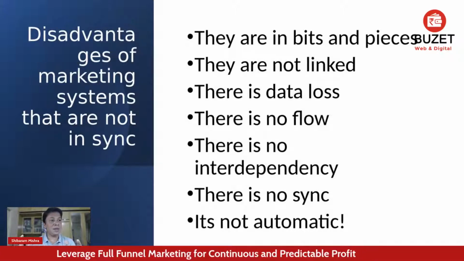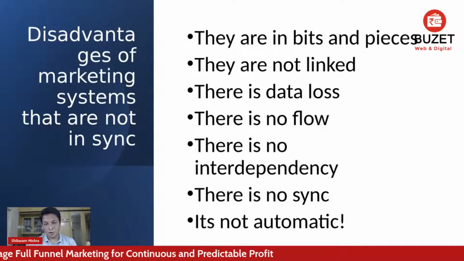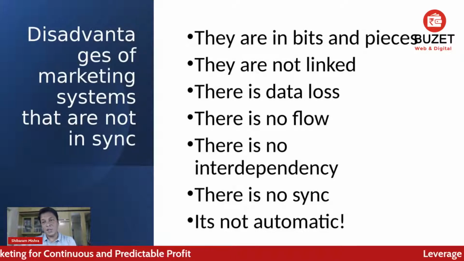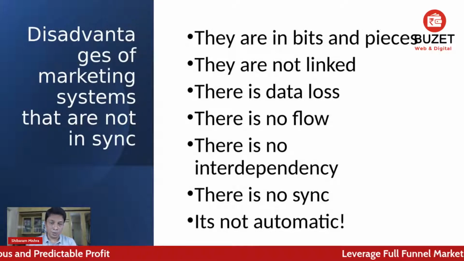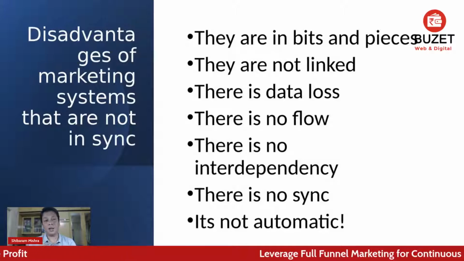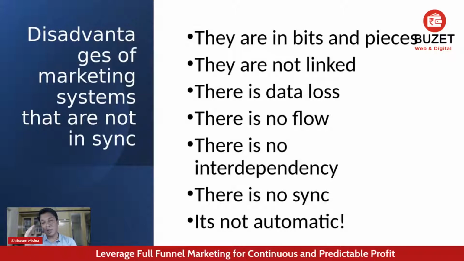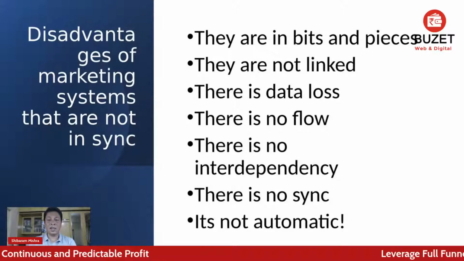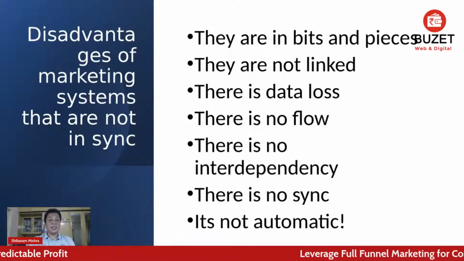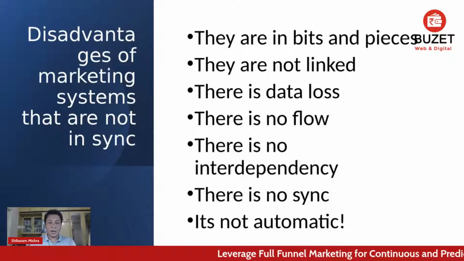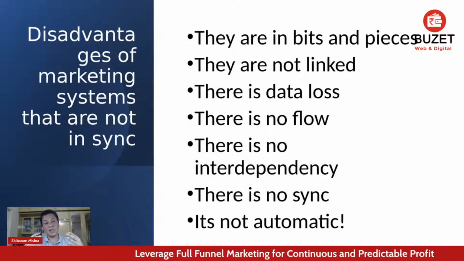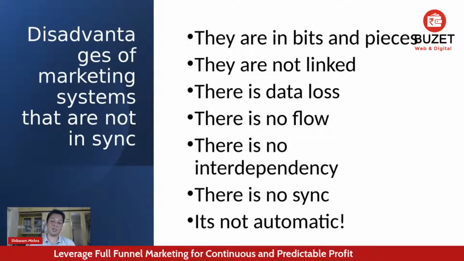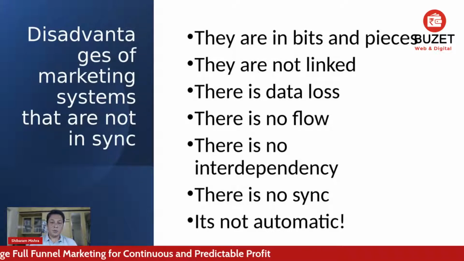Let's say somebody fills up a form and does not progress to the next level. What do you do with that prospect? In marketing, your job is not done unless you know a straight yes or a straight no. The yes or no can be from the customer side, it can be from your side. So these are the disadvantages of marketing systems that are not linked, not in sync, not working in tandem with each other. Then how to go about it?